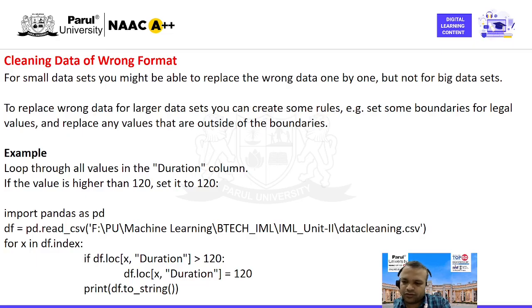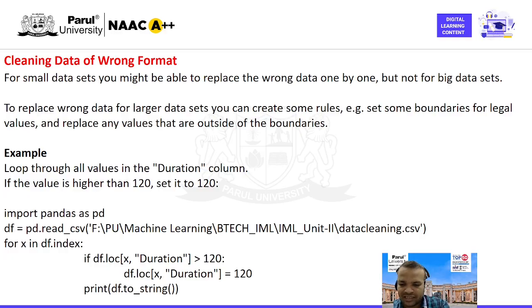df is equal to pd.read_csv along with the path of your dataset. Now we use here a for loop: for x in df.index. Firstly, we identify the location in the index in your data frame. Okay, for x is the variable where we want to find the index of your data frame. In the data frame we want to search the duration column.